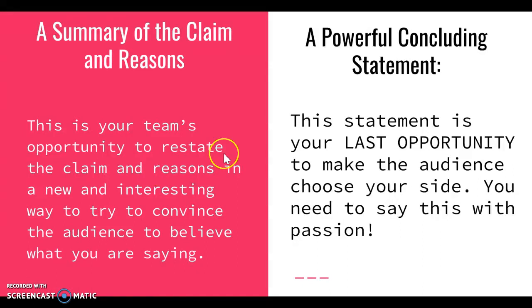The last sentence in your opening statement should be a powerful concluding statement. It is your last opportunity to make the audience choose your side. You need to say this with passion. As soon as your powerful concluding statement is done, the opposite side will profess their claim and reasons. So you want to make sure you've made a lasting impression on your audience so they remember that your side is the one you want them to pick.